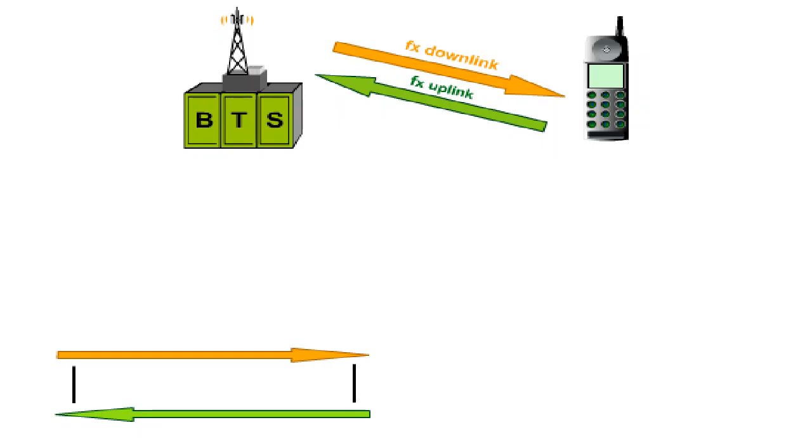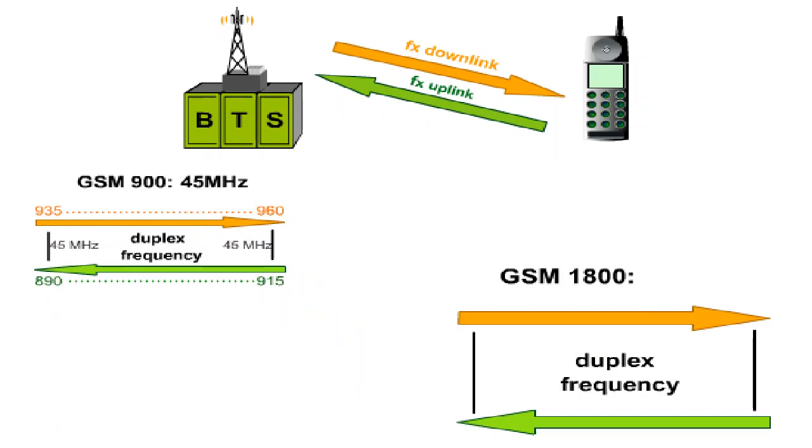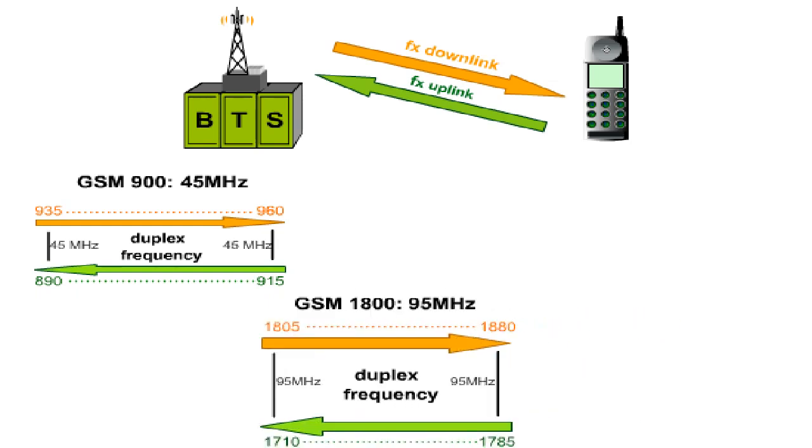The difference between the frequency pair is fixed and is called duplex frequency. In GSM 900, the duplex frequency is 45 MHz. Accordingly, the uplink frequency range, 890 to 915 MHz, is assigned to a frequency range of 935 to 960 MHz in the downlink. In GSM 1800, the duplex frequency is 95 MHz. The uplink frequency range lies between 1710 and 1785 MHz. The downlink frequency range between 1805 and 1880 MHz.